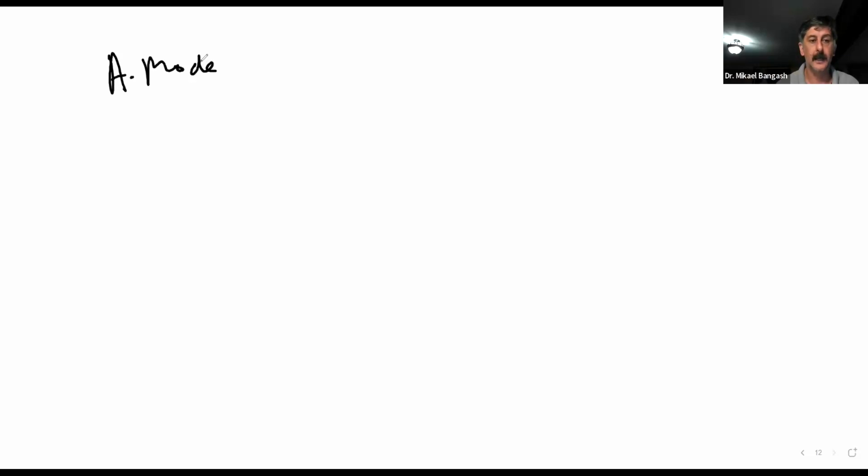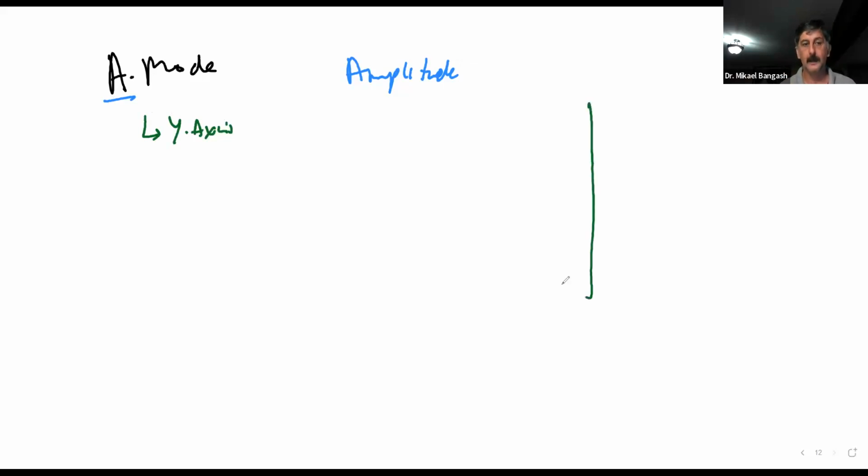Listen. A mode: first of all, we need to know what does A stand for? And that is amplitude. Clear? Second thing: in all modes, whether it's A mode, B mode, or M mode, what did we have? We had two axes. So the two axes in A mode were the y-axis, and the other axis was the x-axis, which was this one.